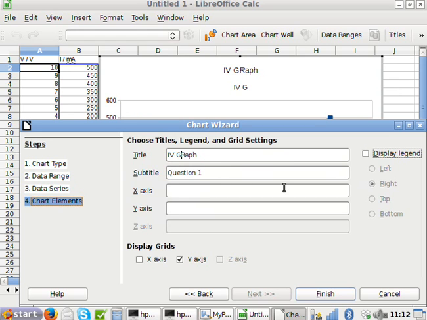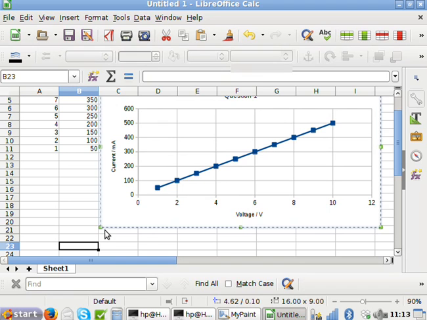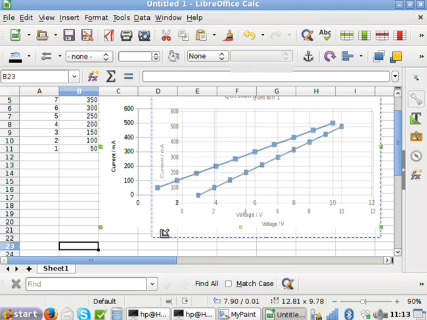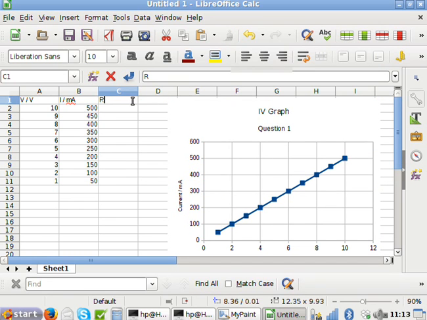So let's make the chart here. Insert chart, scatter, XY, next. Question 1, IV graph. On the x-axis is voltage in volts, and on the y-axis is current in milliamps. That's what you should have for the first question.